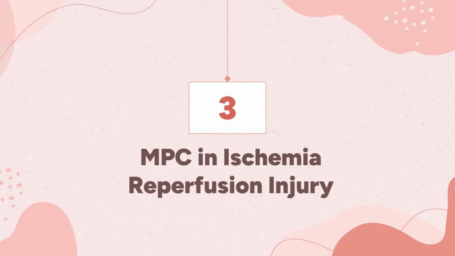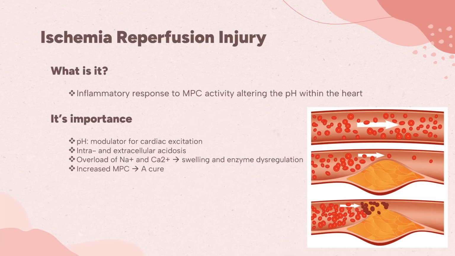Next, we are going to look at ischemia reperfusion injury and how MPC plays a role in this. What is IRI? Essentially, this is an inflammatory response to the MPC activity within the heart changing, and the pH is going to also change. And so, as you can see here, some bubbles or just pockets of material are going to form within the heart tissue, and that is going to cause some difficulties with blood flow.